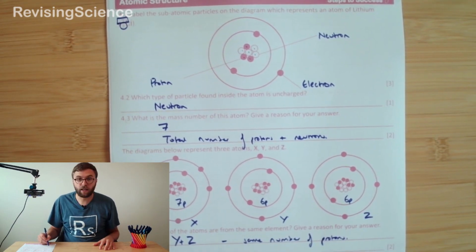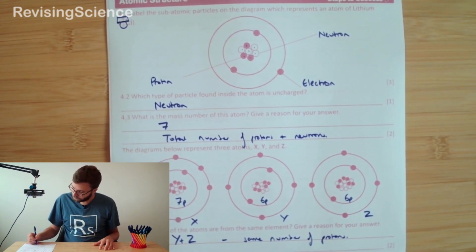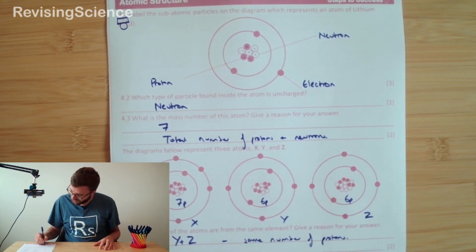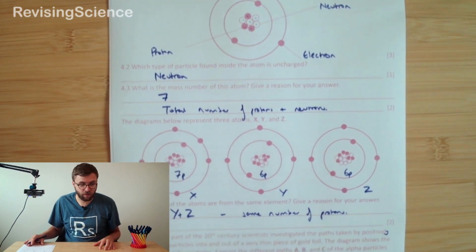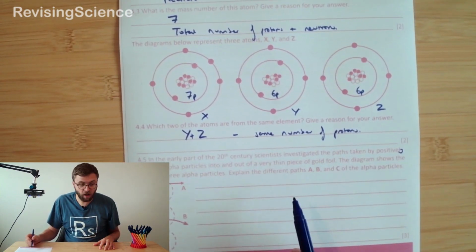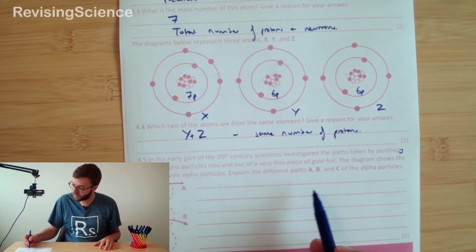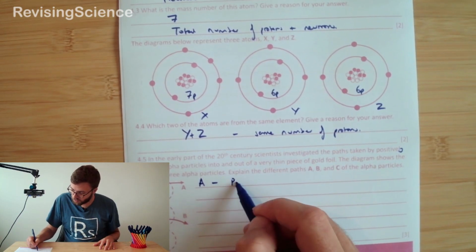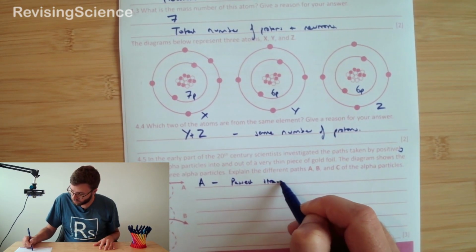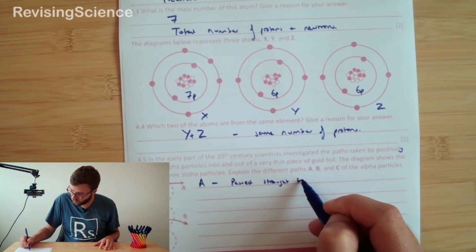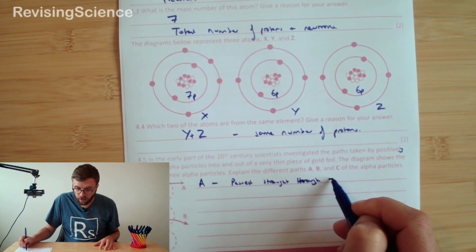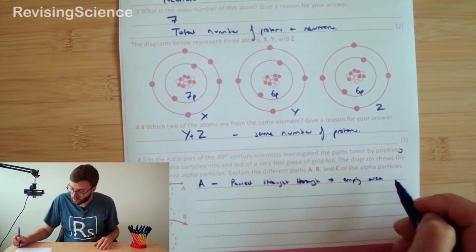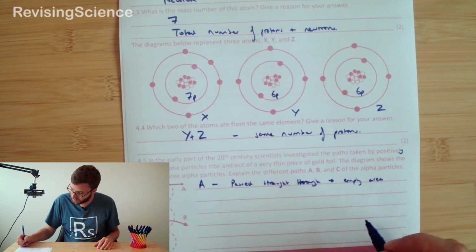And finally 4.5. In the early part of the 20th century, scientists investigated the paths taken by positively charged alpha particles into and out of a very thin piece of gold foil. The diagram shows the paths of those 3 alpha particles. Explain the different paths A, B and C of the alpha particles. If we look at A, they've passed straight through, and that's because that's the empty area of an atom, and so they can pass straight through that empty space.